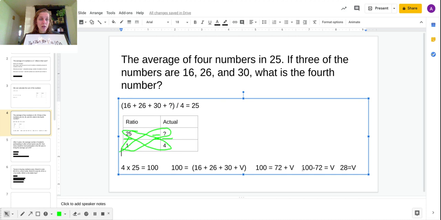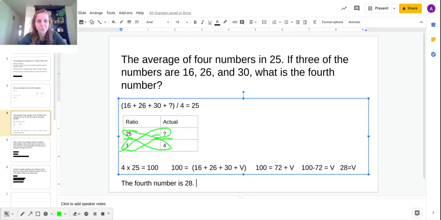And then I take my 100 minus my 72. I'm moving this 72 over here. Then I subtract it, and I have that. So I know that my last variable is 28. Okay, so if I wanted to get real fancy, I can say the fourth number is 28.